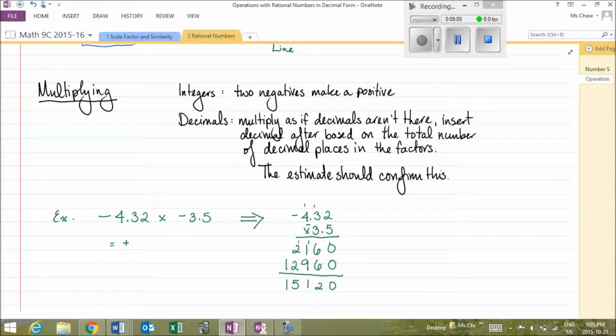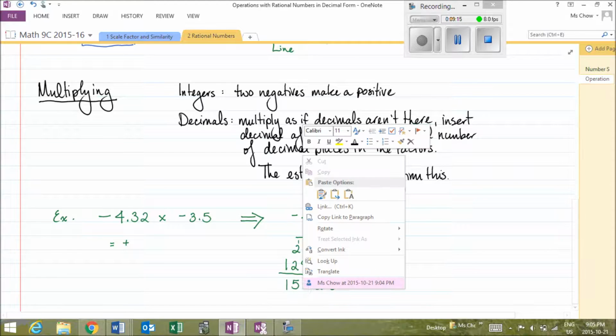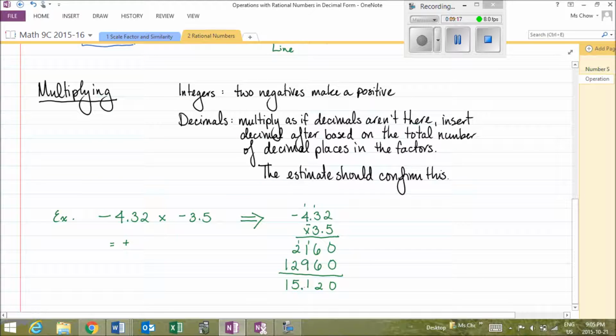If I was to do an estimate, so even if I forget about the rule for decimals and where does the decimal go, even as an estimate, 4 decimal something times 3 decimal something, what would make sense in terms of placing the decimal? Well, I think everybody would agree that it would make sense to place the decimal at 15. So that confirms our rule.